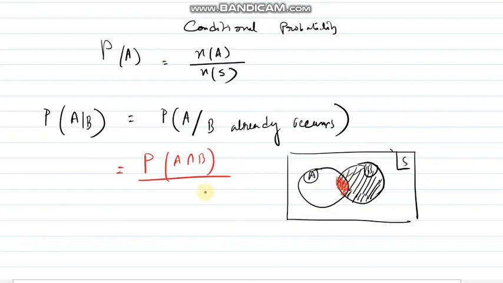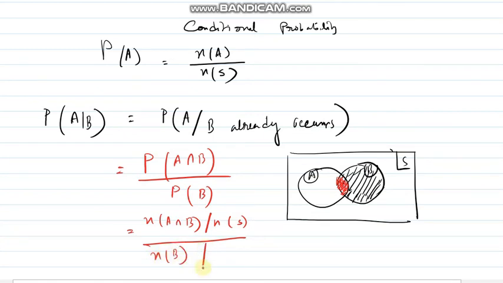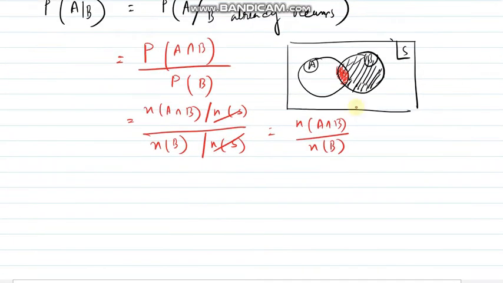That will be the favorable one divided by the probability of B, which can further be written as N of A intersection B divided by NS, divided by NB divided by NS. NS cancels out. So it will be N of A intersection B divided by NB. But please be very careful. Either you use this formula or use this formula. Don't mix these two formulas. So let's do a couple of sums based on this.